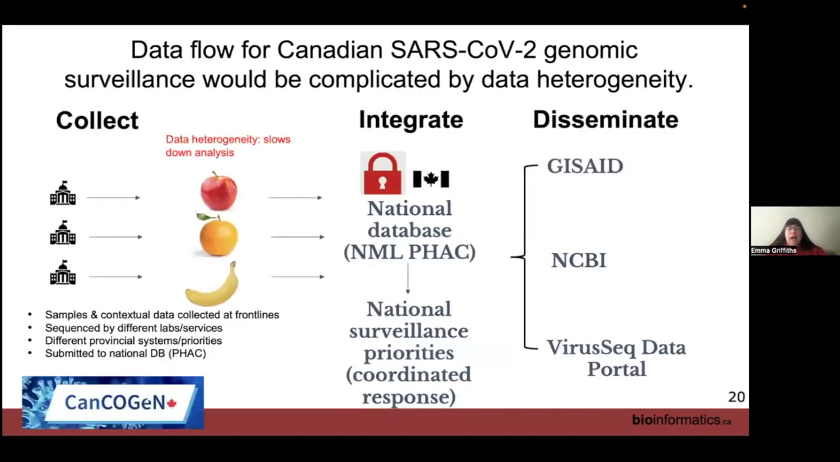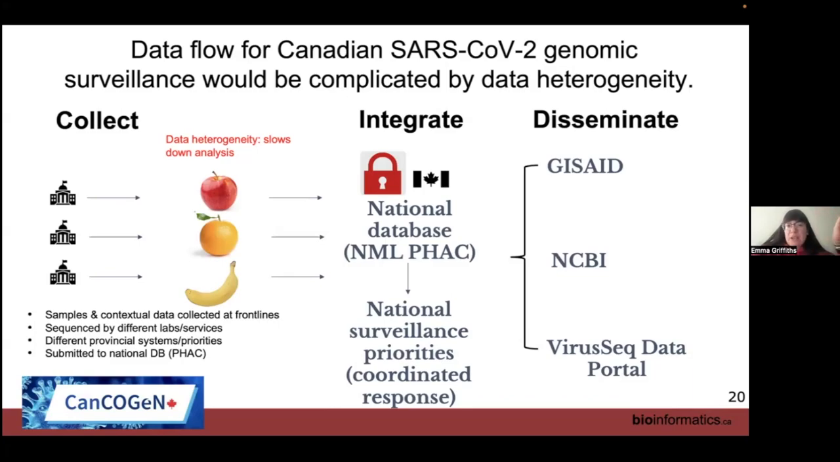Okay, so at the beginning of the pandemic, an initiative called CanCOGeN, or the Canadian COVID-19 Genomics Network, was launched. This was basically an injection of funds from the federal government to help support different activities, but one of the most important was supporting genomic surveillance of SARS-CoV-2 across Canada. What was happening, and this is very general, there were a lot of different situations, but in general, samples were collected on the front lines in clinics and hospitals.